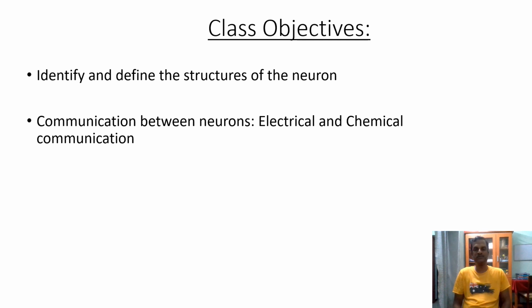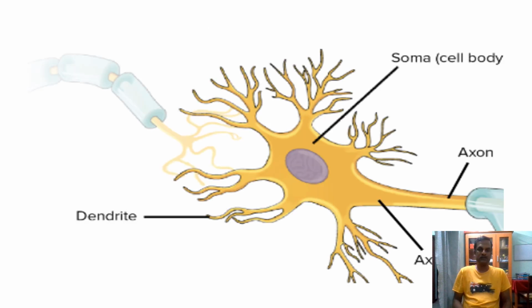Here you have two different types of communications. One is called electrical communication and the other one is called chemical communication. You can look at the structure of the neuron, where you have three different parts. You have the dendrites, you have the soma or the cell body, and you have the axon.